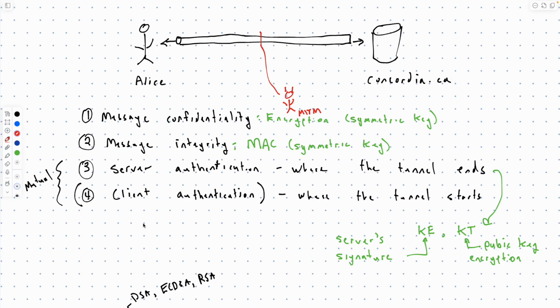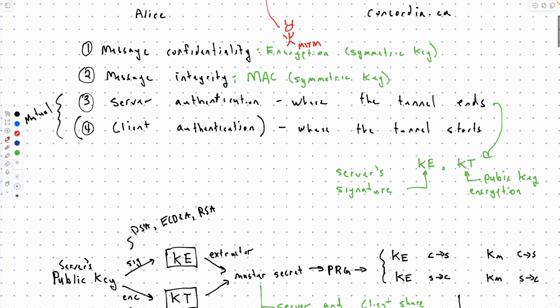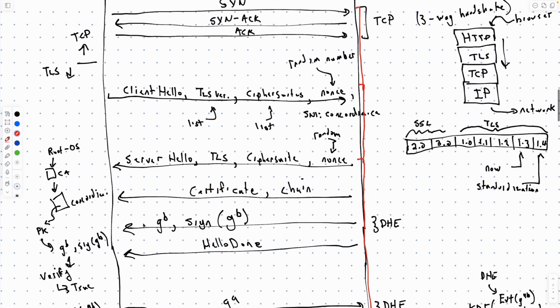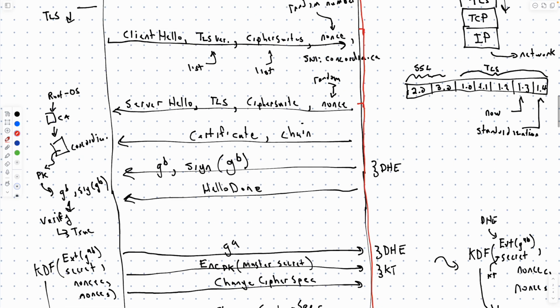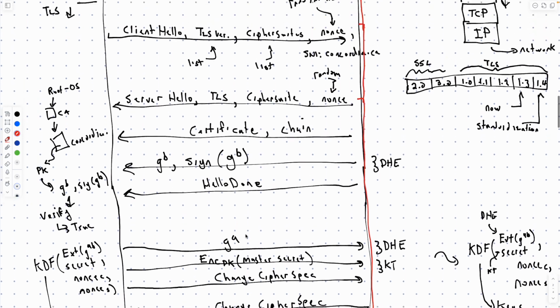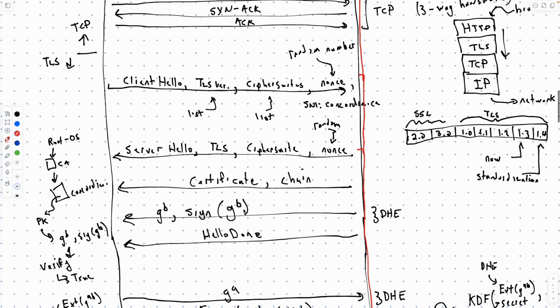So if somebody is watching in the middle, they're just going to see gibberish going by, right? This is not gibberish yet. It will be once the tunnel's set up. But everything in the red is well structured. Oh, okay, it's all plain text. Yeah.